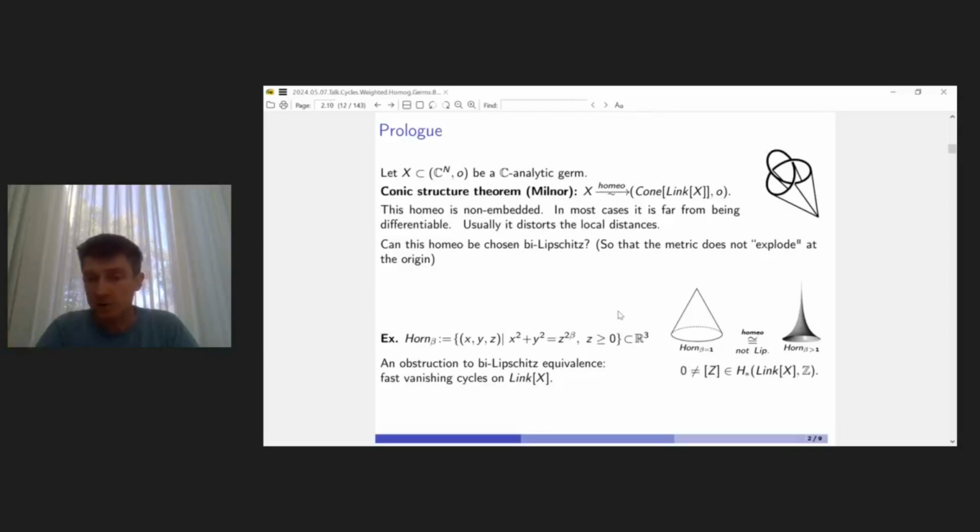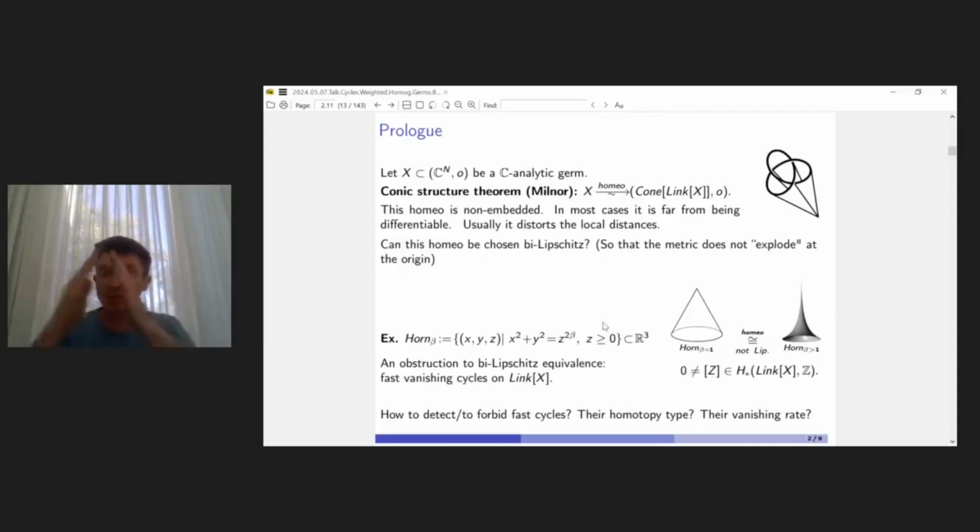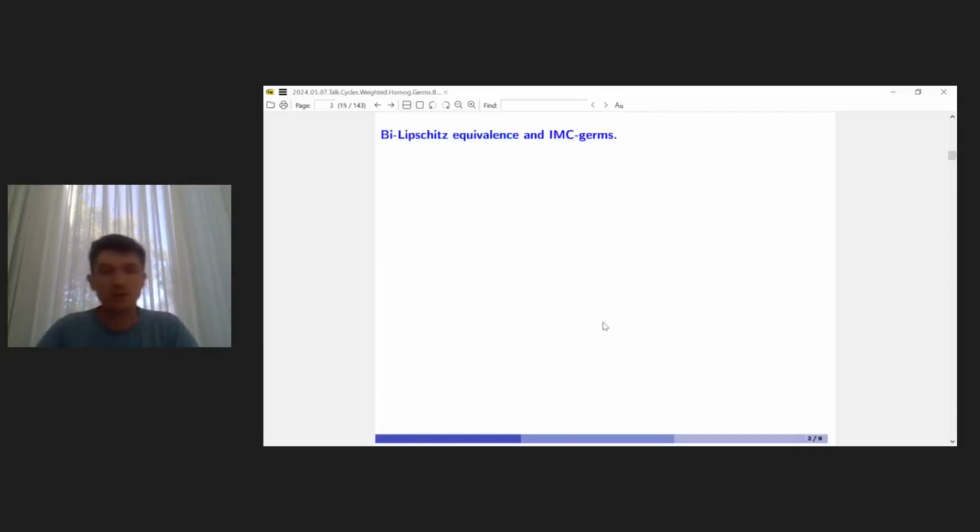So a bit more precisely, we have here something which is non-trivial on the link, and it vanishes at a speed higher than linear. And the question is how to detect or how to forbid such fast cycles. What are the homotopy types? What are the vanishing rates, at which speed it collapses to the point? Okay, and feel free to interrupt me at any place.